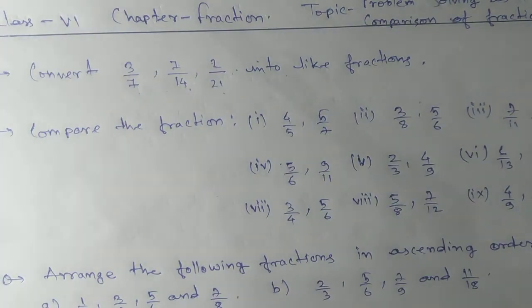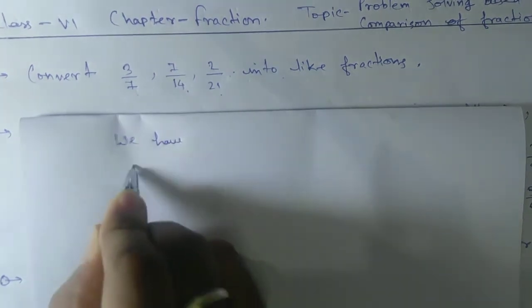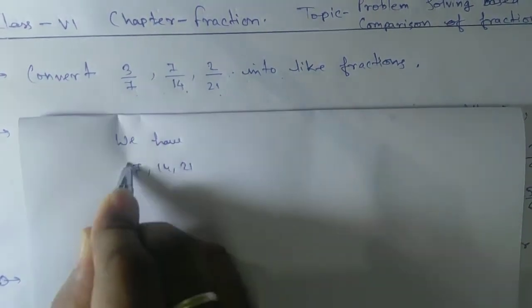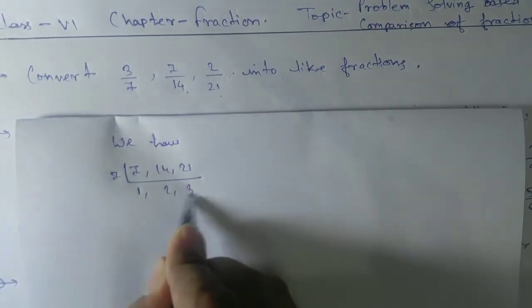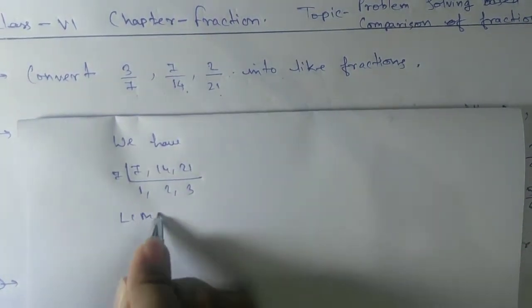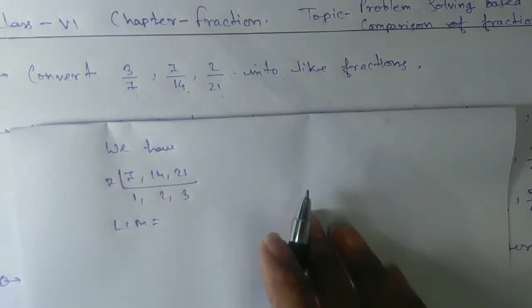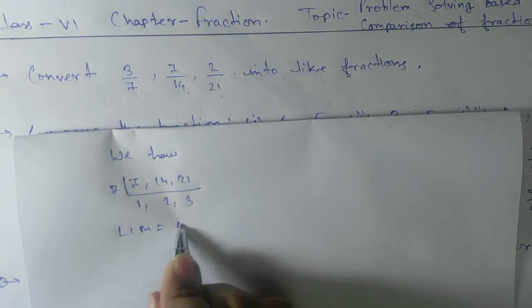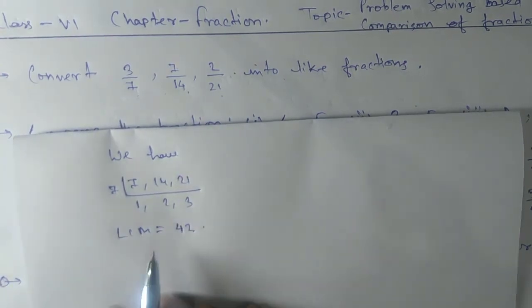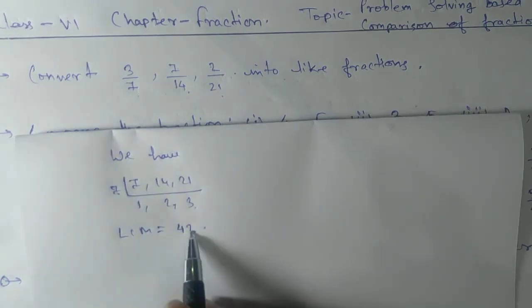So how are we going to proceed? Our first target: we have 7, 14, 21. Find the LCM. 1, 2, 3. So here, what LCM are we getting? Can you find the LCM? Yes, that is 42. Multiply 7 into 2 into 3, we get 42.